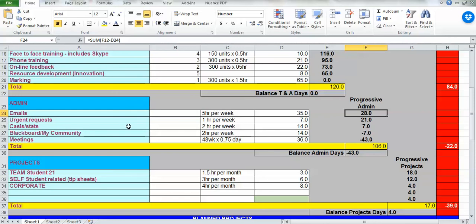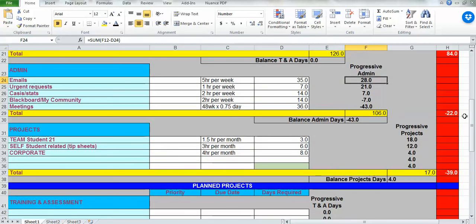CASIS and maintaining stats will take 2 hours per week each week. That's 14 days over the year. We now have a balance of 7 days. Blackboard and My Community will take up 2 hours a week. That's 14 days over a year. We're now in the red by 7 days. And meetings, we're assuming that there's only going to be 48 weeks of meetings at 3/4 of a day only. That's 36 days spent in meetings. We are now in the red for admin by 43 days. So taking that 106 off our balance of 84, we're now down to minus 22 days. So we're in the red before we start any projects.